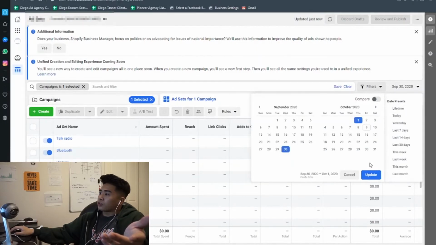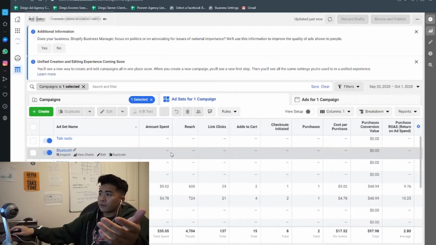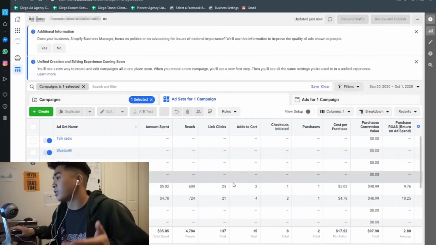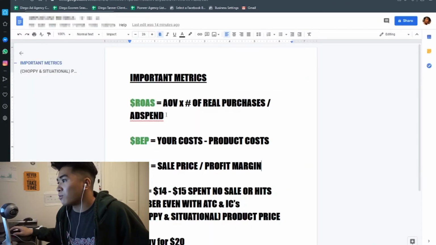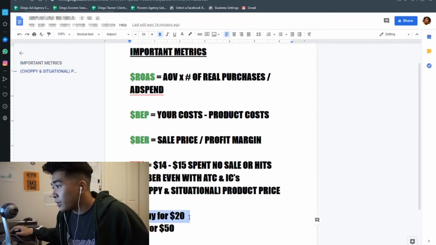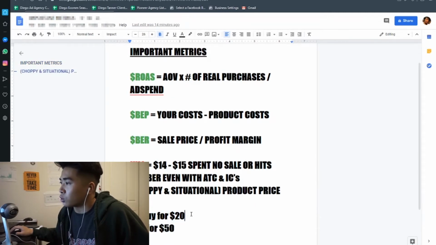So 30th to October 1st. On the first day, we had 2 purchases at a 2.8 ROAS, which is not bad for this product in particular. So I already did the math on it. I bought it for 20 bucks and I was selling it for 50 on the store, right?